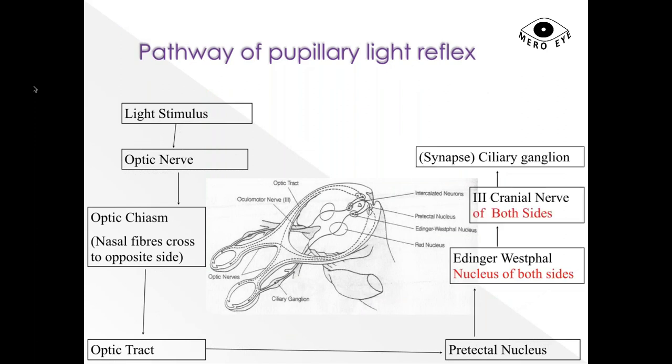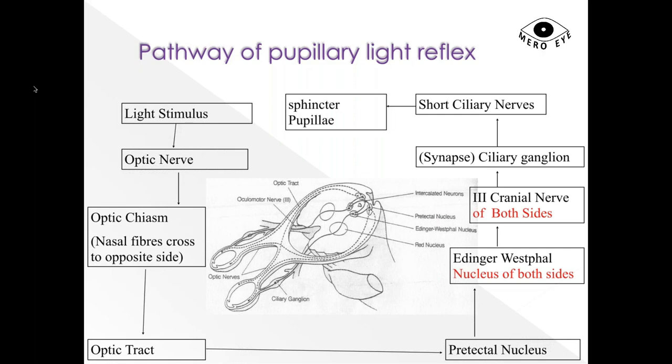After this, the fibers go to the ciliary ganglion where the synapse occurs, and then the pupillary fibers traverse via the short ciliary nerves and innervate the sphincter pupillae muscle, which causes constriction of the pupil. So this is the parasympathetic pathway of the pupillary light reflex, which traverses via the optic chiasma, optic tract, pretectal nucleus, where there is bilateral innervation of the Edinger-Westphal nucleus, and then via the third cranial nerve to the ciliary ganglion, where it synapses, and then via the short ciliary nerve to innervate the sphincter pupillae muscle.